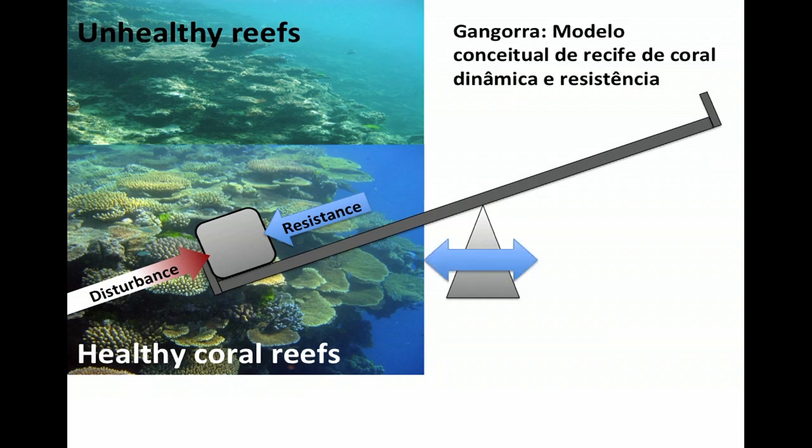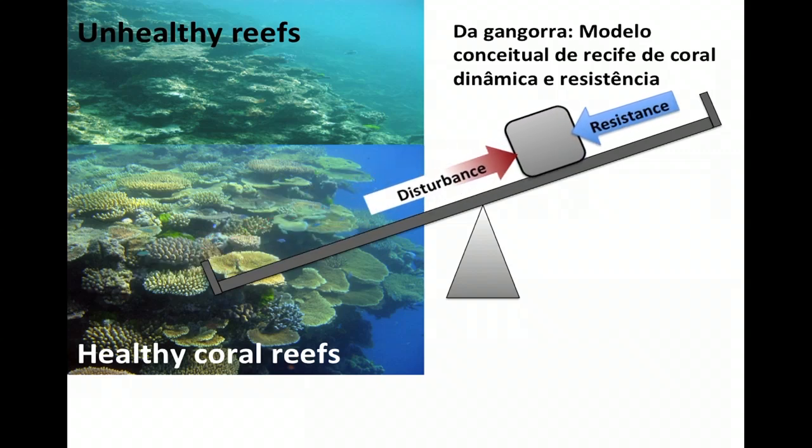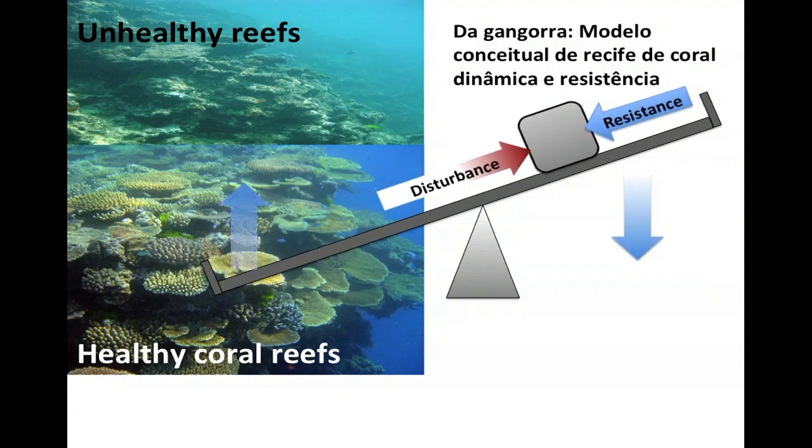The ability of that reef to be knocked over, so to speak, is also a function of that balancing point that gangorra is balancing on. After the disturbance, the reef might look very destroyed, but it can come back if all of its processes are intact, which means that if it can grow, if it can recruit, if it can live in those new conditions after the disturbance, it can come back to its original position and it still is a healthy reef.